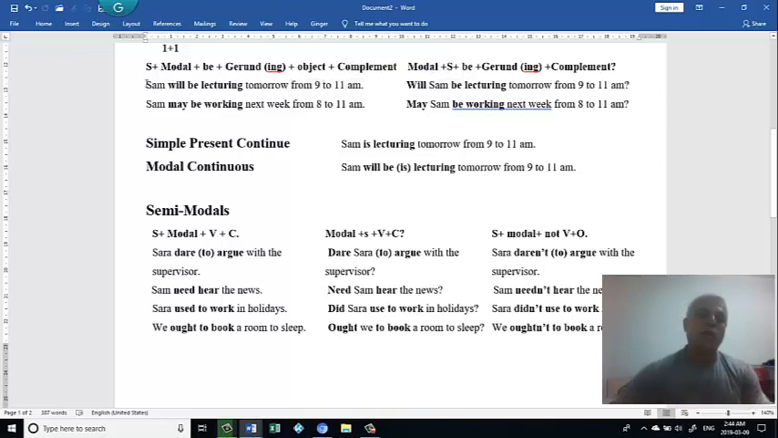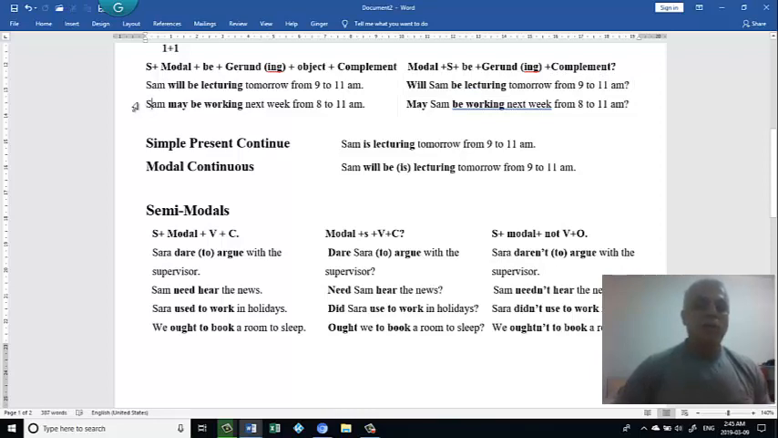Then if we look at the sentence, we have Sam as the subject, then we have the auxiliary verb, or you could call it the modal, then we have the root of the verb, which at the same time, if you remember, we said here is going to be is, because to make the sentence continued, we call it the modal continued. If we make the sentence a question, we say, will Sam be lecturing tomorrow from 9 to 11 a.m.? Then question mark. Let's look at this sentence and the second one.